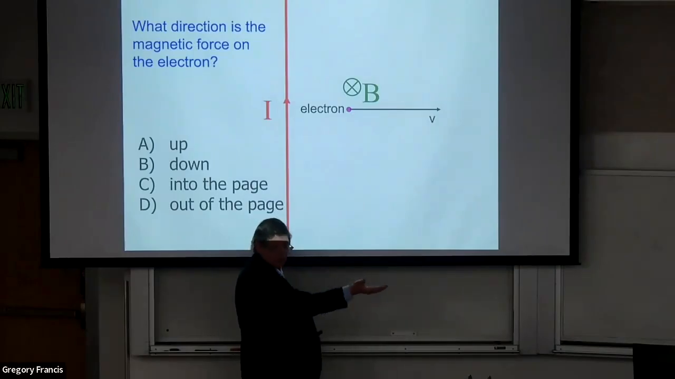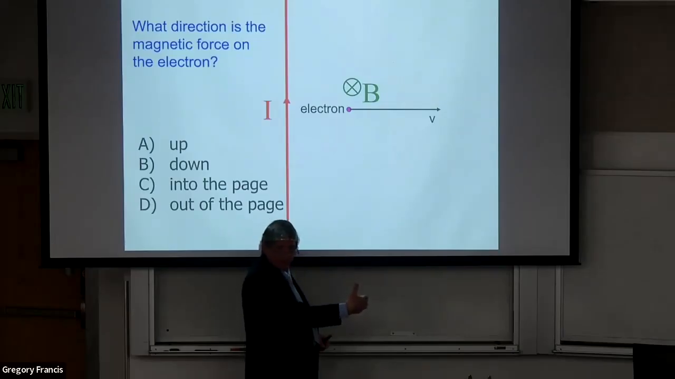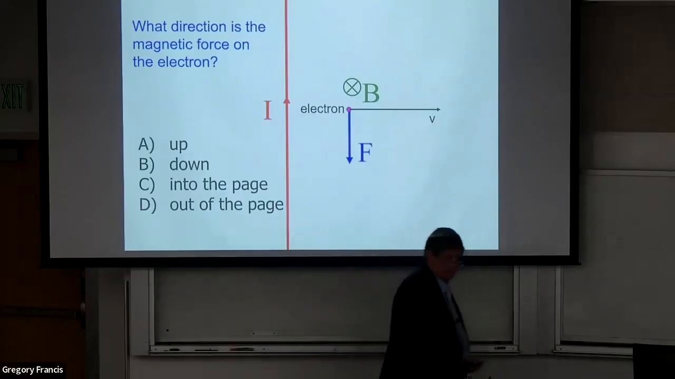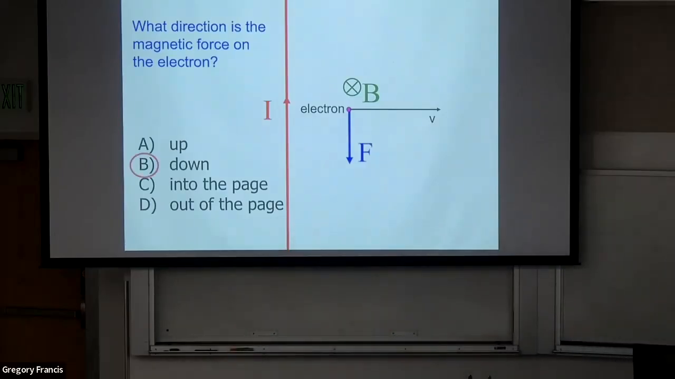There has to be motion for there to be a force. And then we turn our wrist, this is the most important step, so that we can wave in the direction of the B field. That puts my thumb up. And that's the direction of the force on a positive charge, like a proton. If it's an electron, you gotta reverse that. And so the answer is down, okay?